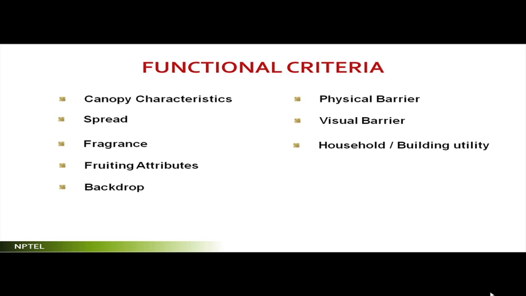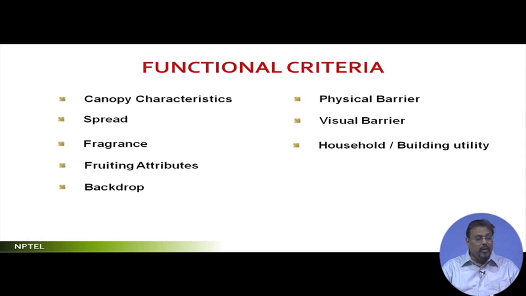There is another functional criterion that, I would say, becomes a problem for us in the landscape: the household and building utility. This is really a problem, I will tell you, for landscapists. Do you know why? I will give an example. If you plant trees which have very strong household and building utility in the landscape, there is quite a chance that, if you are not taking care of security or safety, those are likely to be removed or vandalized from your site.